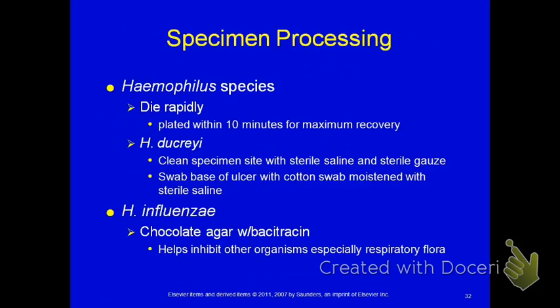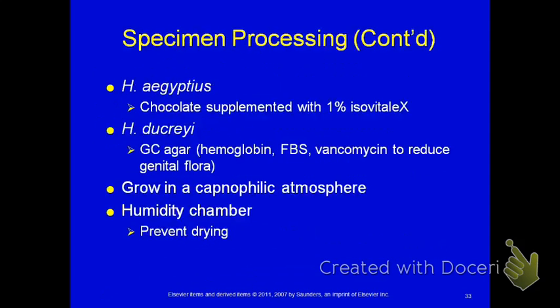For Hemophilus influenzae, you may use a chocolate agar plate, sometimes with bacitracin or another antibiotic known as trimethoprim, which helps inhibit other organisms, especially the respiratory flora. What could be the possible specimen? It could be a nasopharyngeal swab, or even CSF, particularly if the clinicians are suspecting meningitis, or sputum for that matter. Hemophilus aegyptius, I did mention this a while ago, needs 1% isovitalex added to the chocolate agar plate. For ducreyi, the GC agar, hemoglobin, FBS, and vancomycin would be the composition.